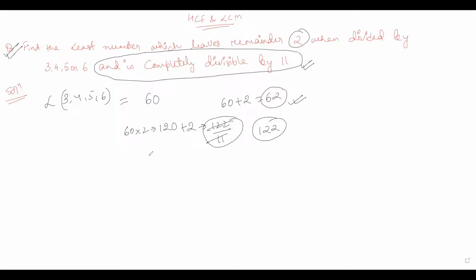So now let us go with the higher numbers. The third number would be 60 times 3 plus 2, so that would be 182. Again, if you divide 182 by 11, we can see that it is not divisible by 11. So let us go to the next possibility.